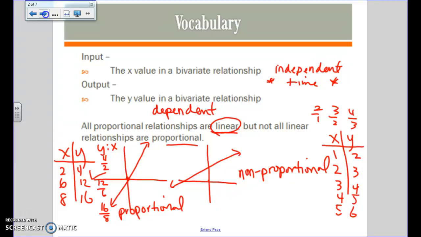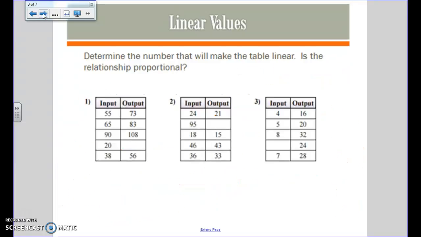Okay, and so today when I say linear, we need to see what the pattern is, and we need to decide what the missing value is that also follows the pattern. So we would like these to all be linear. So they all need to follow the same pattern. Then we can determine whether or not the relationship is proportional. So let's take a look at the inputs and outputs.